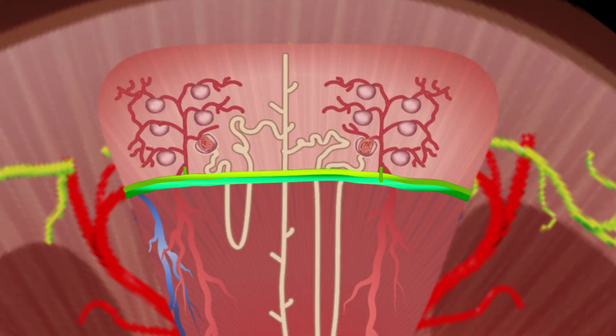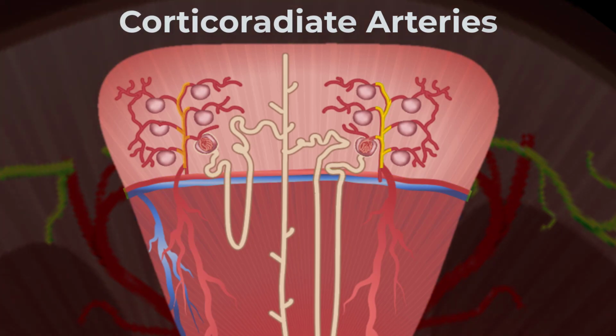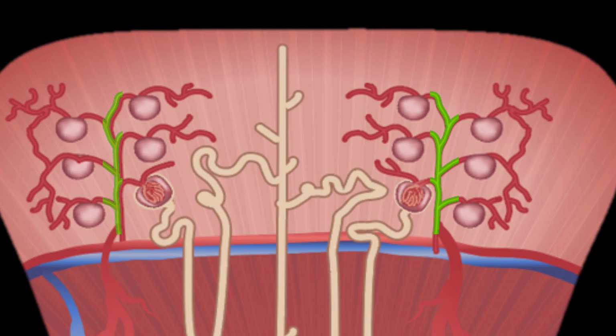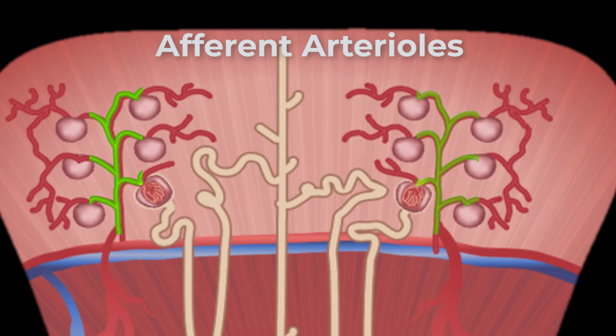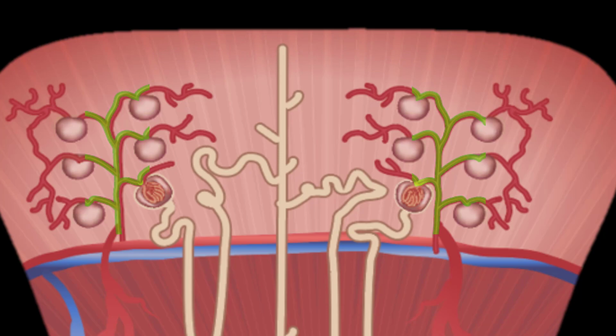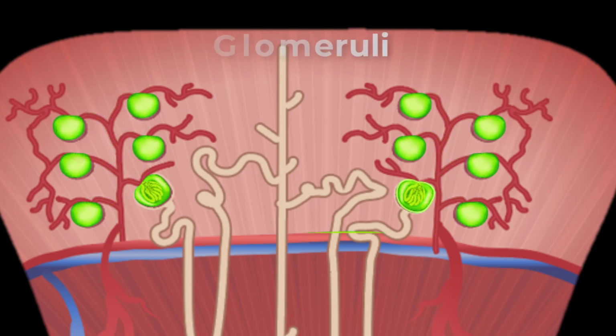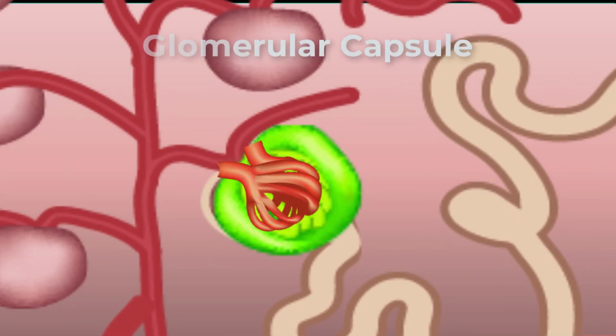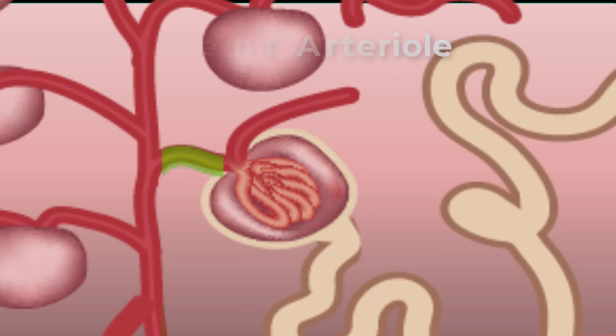Each arcuate artery gives rise to several cortical radiate arteries, which pass upward into the cortex. As a cortical radiate artery ascends through the cortex, a series of afferent arterioles arise. The afferent arteriole leads to a ball of capillaries called the glomerulus. The glomerulus is enclosed in a sphere called the glomerular capsule, or sometimes called the Bowman's capsule. Blood leaves the glomerulus by way of the efferent arteriole.